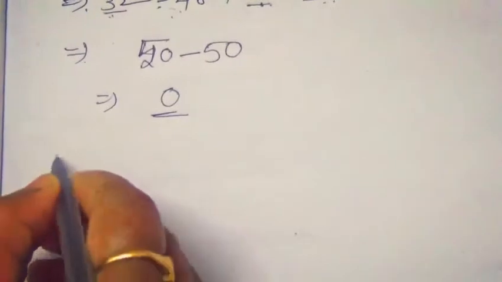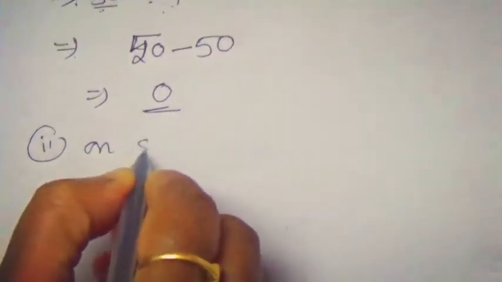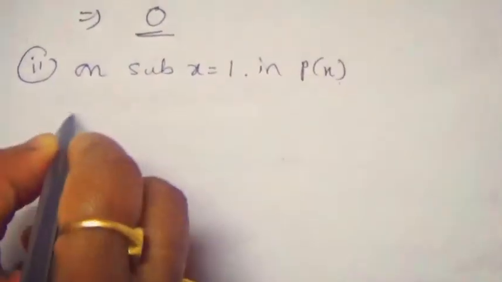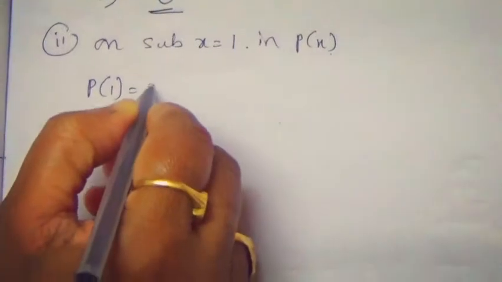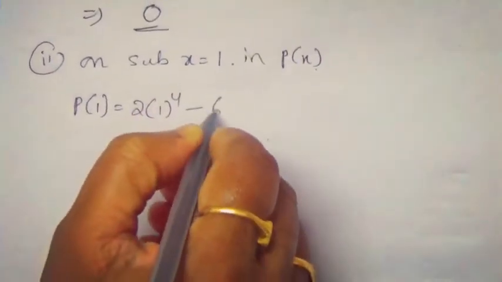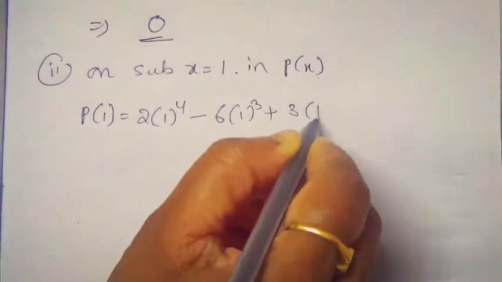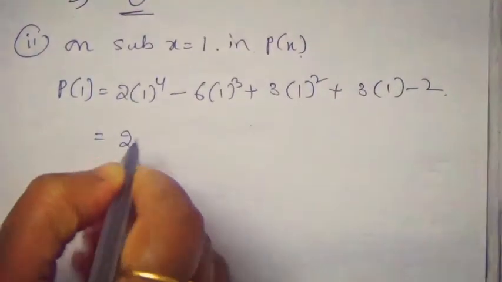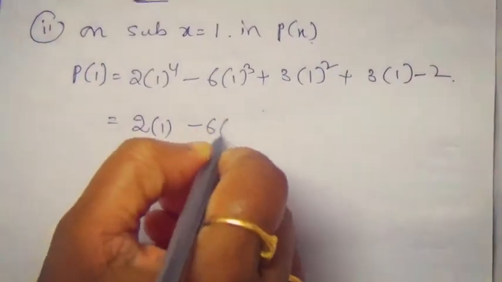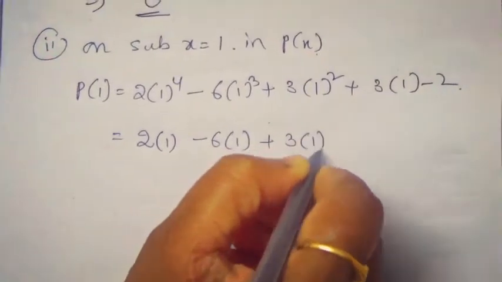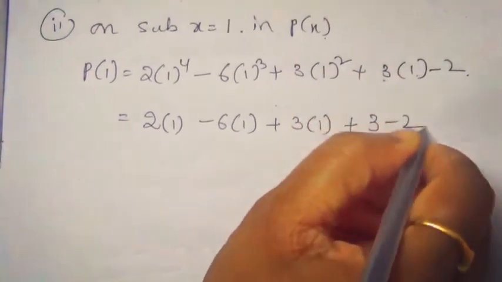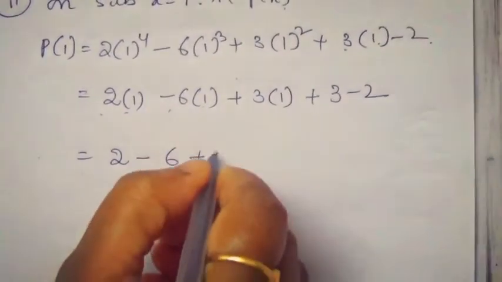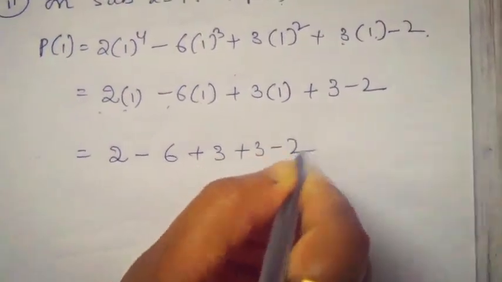Next, check the second one, on substituting x is equal to 1 in p of x. P of 1 is equal to 2 of 1 to the power of 4 minus 6 of 1 cube plus 3 of 1 square plus 3 of 1 minus 2. That implies 2 of 1 minus 6 of 1 plus 3 of 1 plus 3 ones are 3 minus 2. That is equal to 2 ones are 2, minus 6 ones are 6, plus 3 of 1 is 3, plus 3 minus 2.